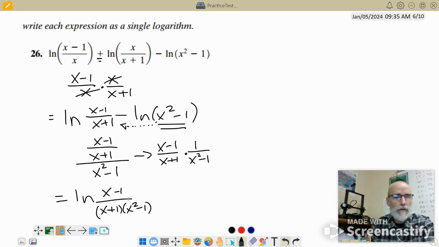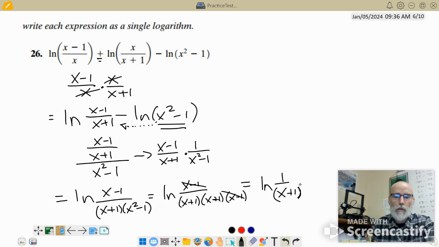And I do see some simplifying that would go on here. X squared minus 1 is the same as, let me write this down here first, x plus 1 times x minus 1. So I've got x plus 1 times x minus 1. And I see this x minus 1 is going to divide out with that x minus 1. And I've got x plus 1 squared. So we're probably going to see in the back of the book x plus 1 squared. And then we probably want to make note that we've simplified our expression down.